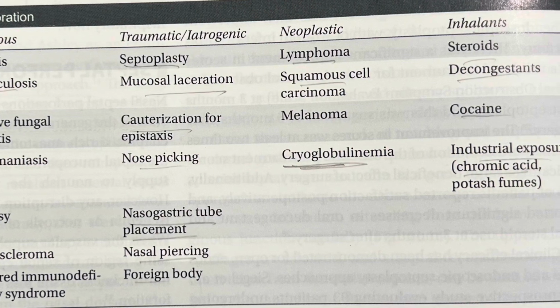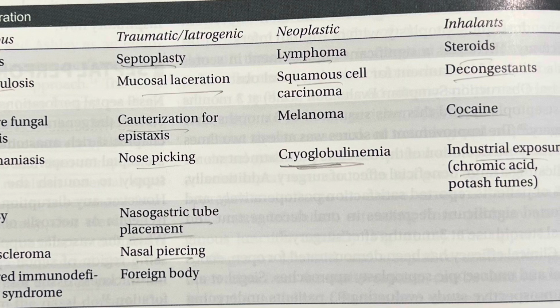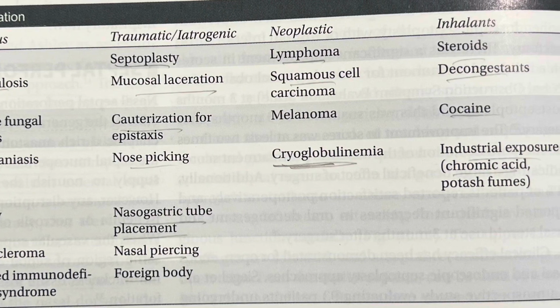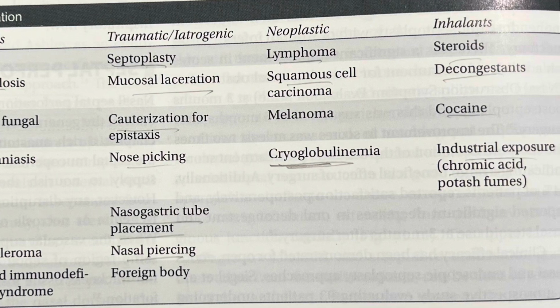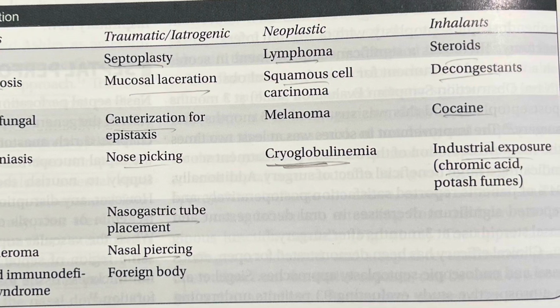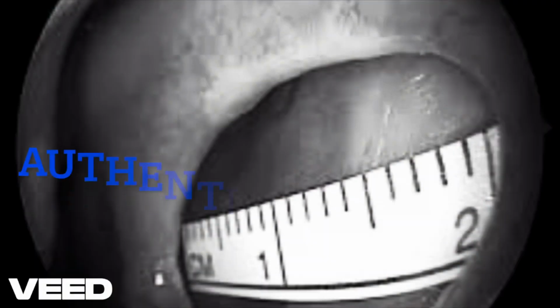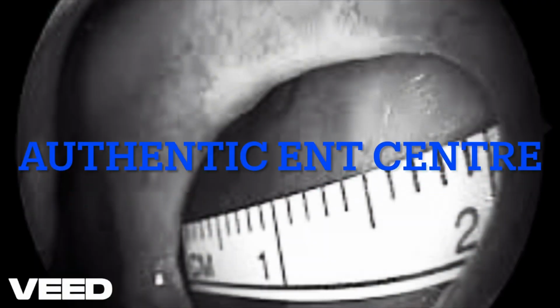Prolonged use of nasogastric tubes can increase the risk too. Everyday habits like nose picking can lead to perforations, especially if the septum is already weakened. Nasal piercings or inserting foreign bodies into the nose, particularly in children, can also damage the nasal septum.